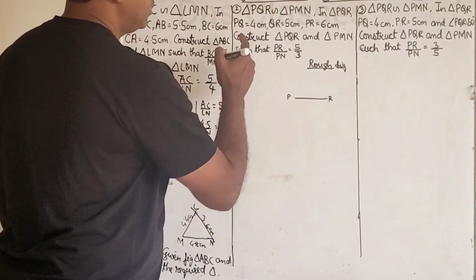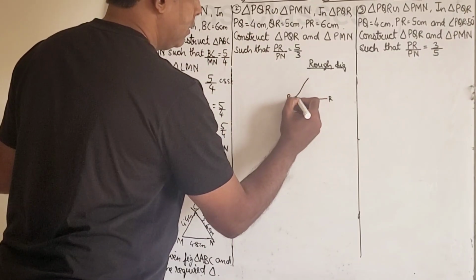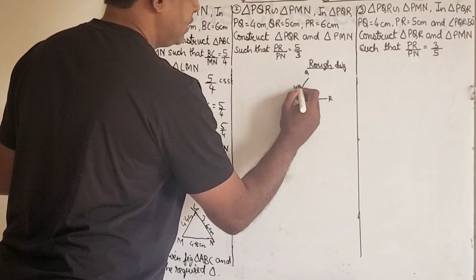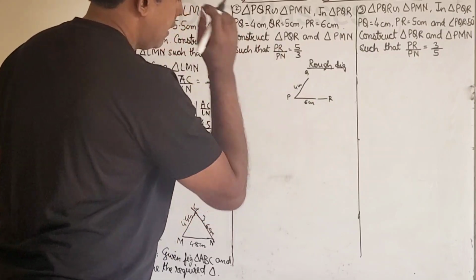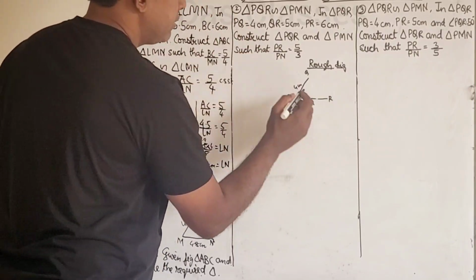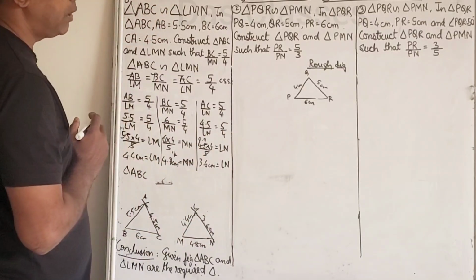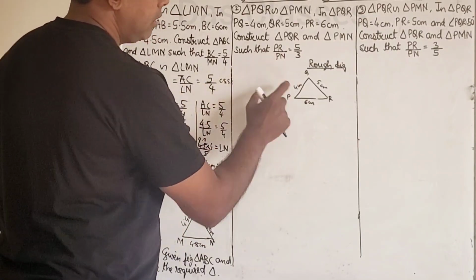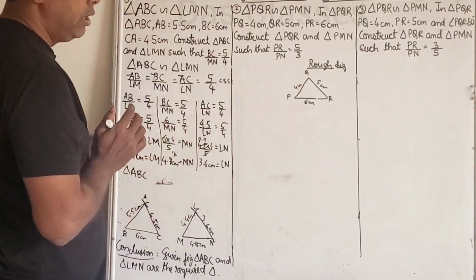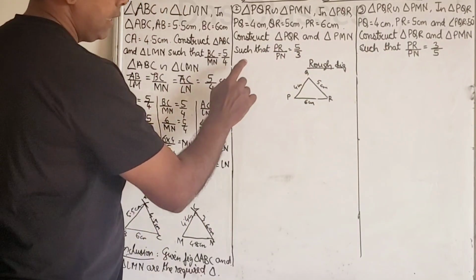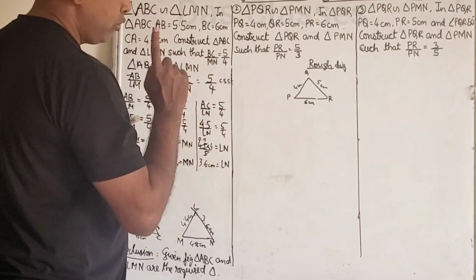PR is 6 centimeter, then PQ is 4 centimeter. So take Q somewhere here, and that is 4 centimeter. QR is 5 centimeter. So this is a rough diagram. Now PR is a bigger value, that is 5 part, and PN is the smaller value. Now how we draw this is, you have to see which is a bigger value. So bigger value between 5 and 3 is 5.